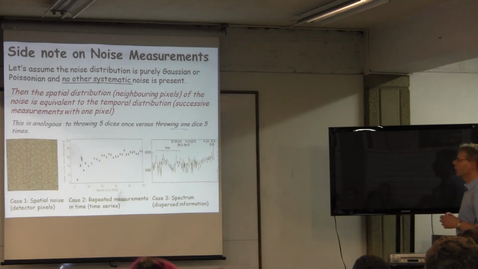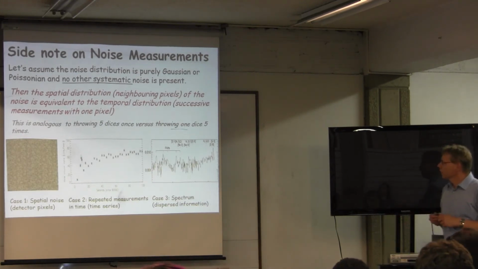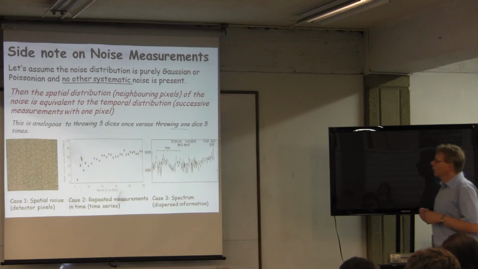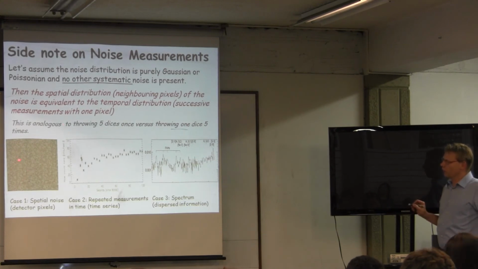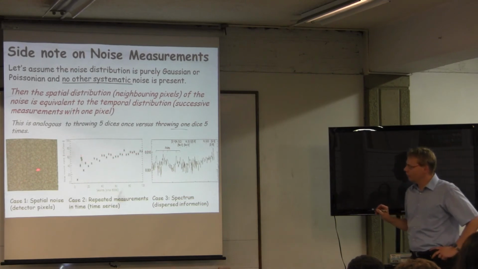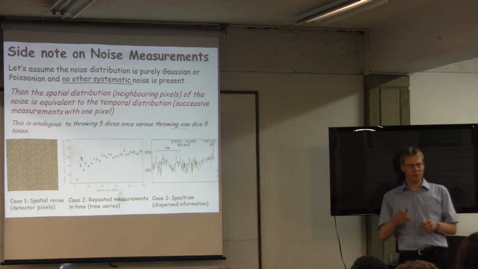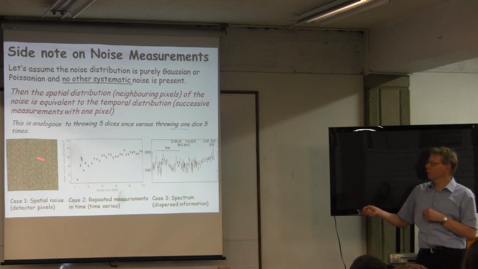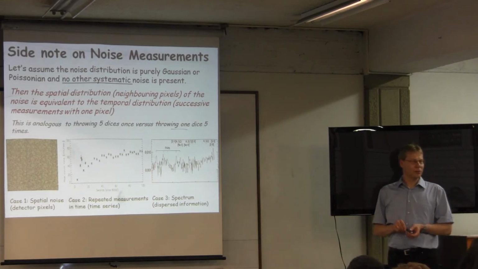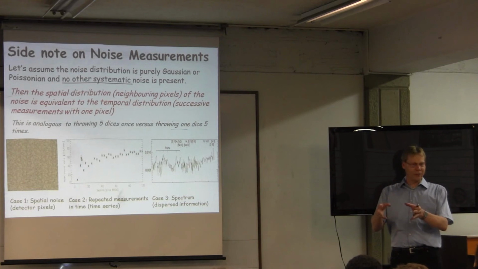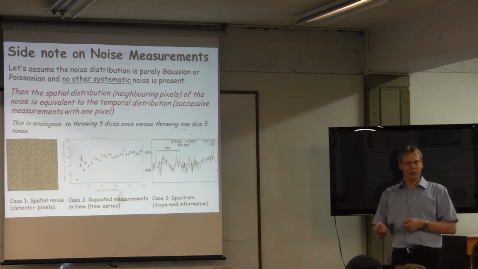Okay, and I need to point out that in the simple case here, let's not worry about spatial or time average. If we have a perfect detector, the noise between pixels is almost the same as the noise in time. What I mean with that is, it doesn't really matter whether you have 5 dice, you gamble, right?